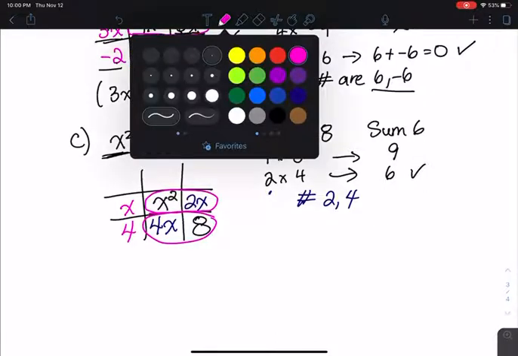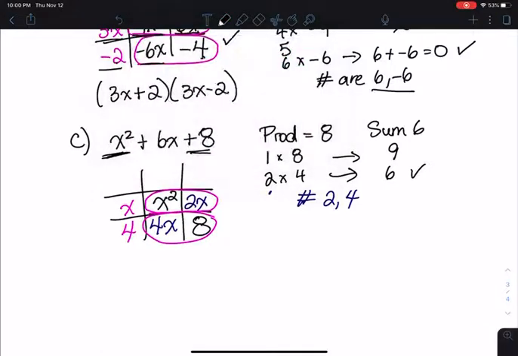Then I'm going to look vertically. What do I have to multiply x by to get x squared? x times 4 is 4x. It worked. What do I have to multiply x by to get 2x? 2. 2 times x is 2x. 2 times 4 is 8. It worked. And my factors are x plus 2 and x plus 4.